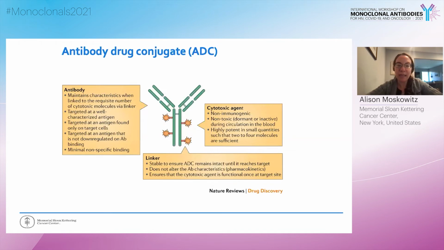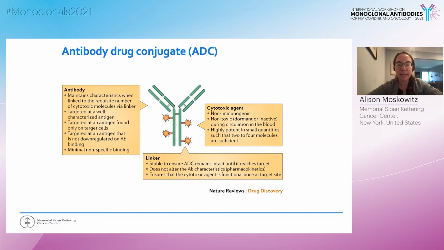So moving on to antibody drug conjugates. So an antibody drug conjugate has three important features. The first feature is the antibody, which is designed to target a specific antigen, and the hope is that this antigen is frequently on your target, but also is not on many normal cells as well.